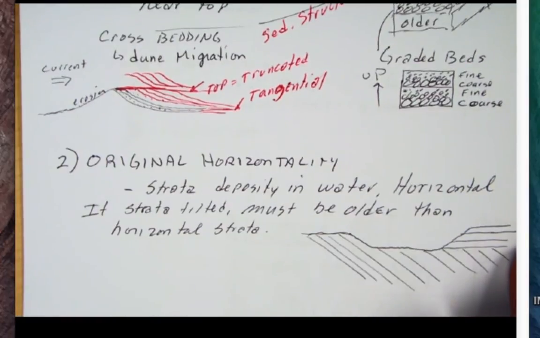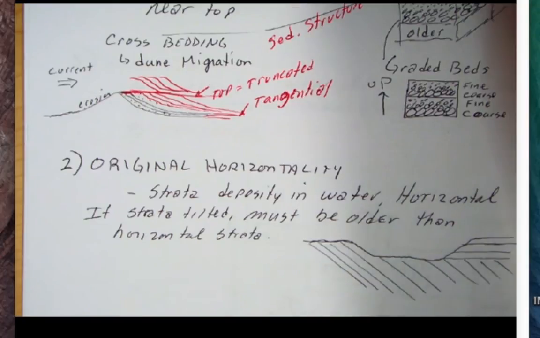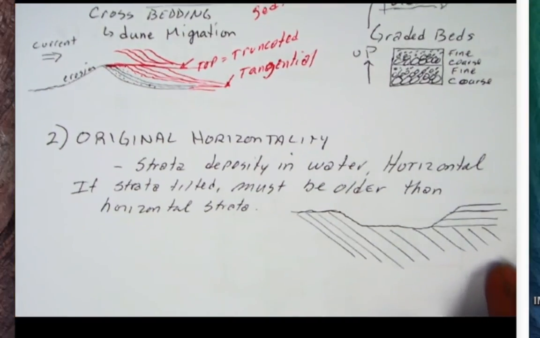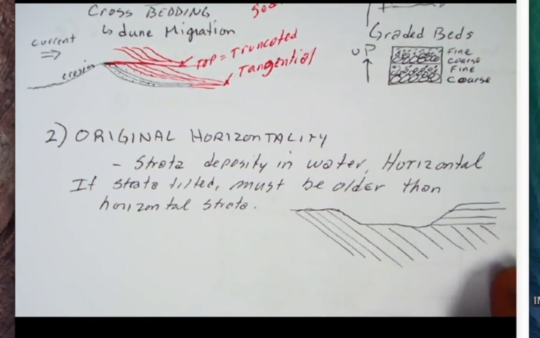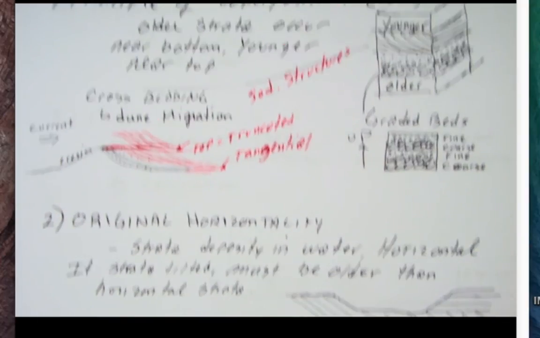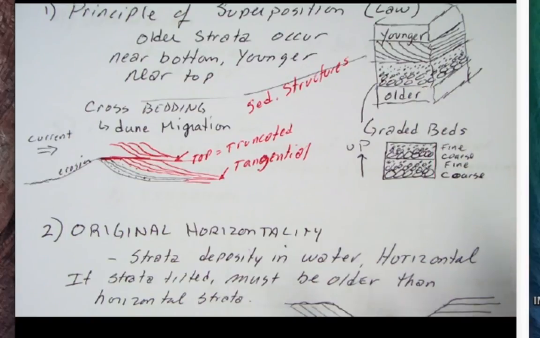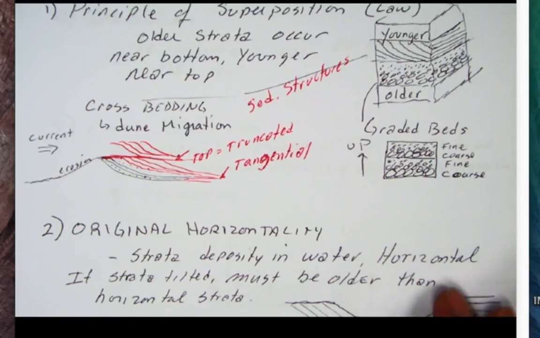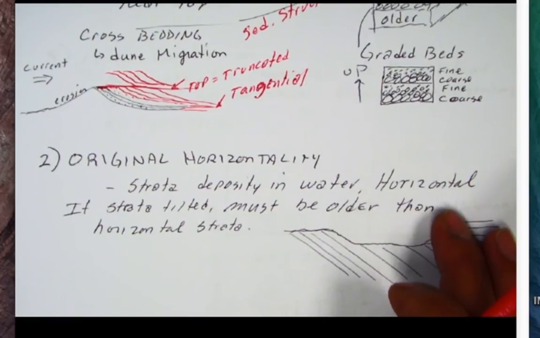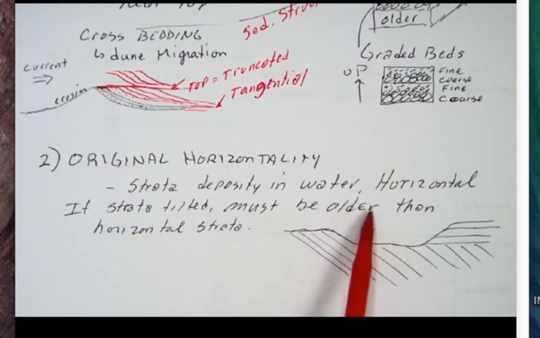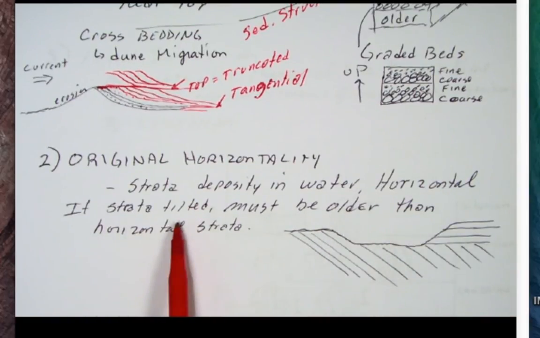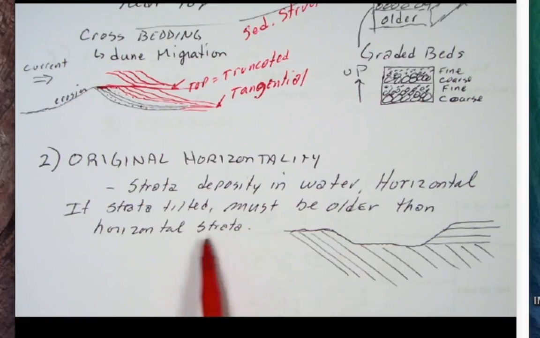Now, this next principle is the principle of original horizontality. Ideally, sediment deposited in water, like this here, should be horizontal. So if the strata is now tilted at an angle, we can suspect that some event has caused that tectonic tilting. Strata deposited in water are horizontal, right? If strata is tilted, it must be older than horizontal strata.